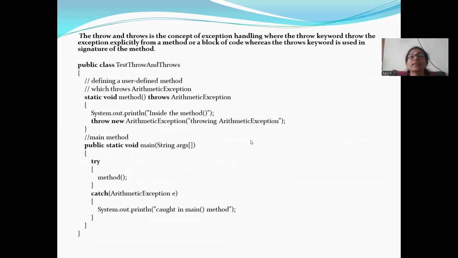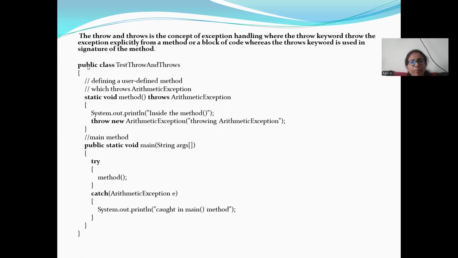Next, the keywords we are using are throw and throws. So what is the throw keyword? Throw is a keyword in exception handling that will throw an exception explicitly. Explicitly, we are throwing the exception from a method or a block of code. Whereas the throws keyword is used in the signature of the method. In the signature of the method, we use the throws keyword. So that is the difference between throw and throws keyword.